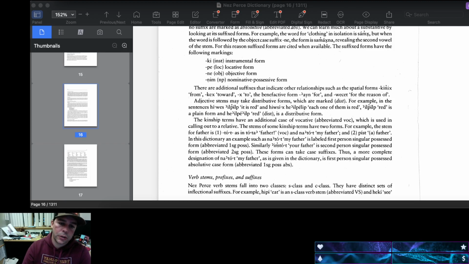So let's just try it really quick. We're going to go into the Nez Perce language group, and we'll pick something simple out of the dictionary and put it in there. See if you guys can figure it out. Something we haven't already talked about. Maybe it's something we talked about. There we go.